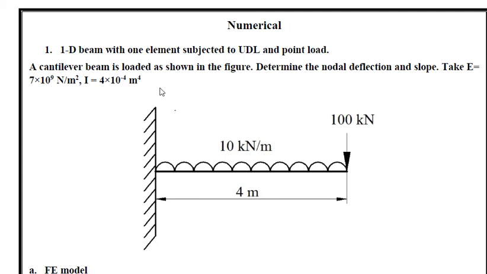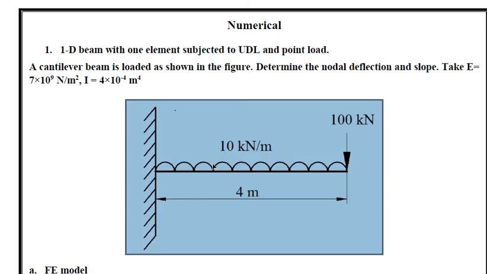Now we will move on to the first case. This is the beam, 1D beam with one element subjected to UDL and a point load. Okay, this is the question given. A cantilever beam is given which is fixed at one end. It is subjected to UDL throughout the length. At the same time, it is subjected to a point load, that is concentrated load, at the end of the beam.